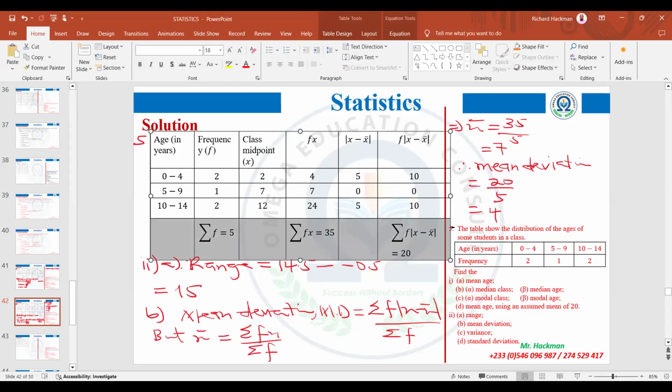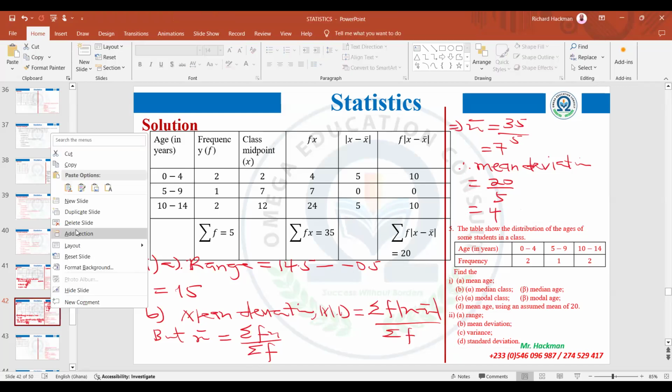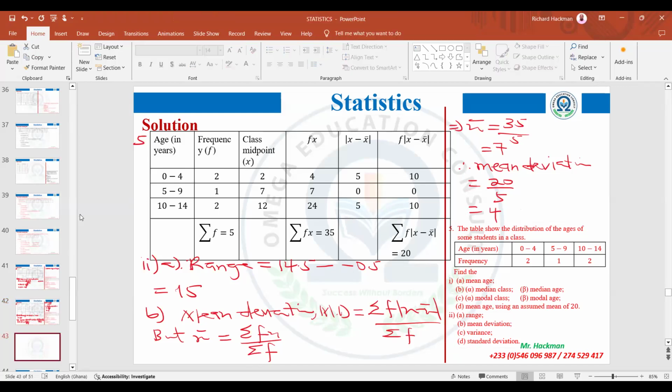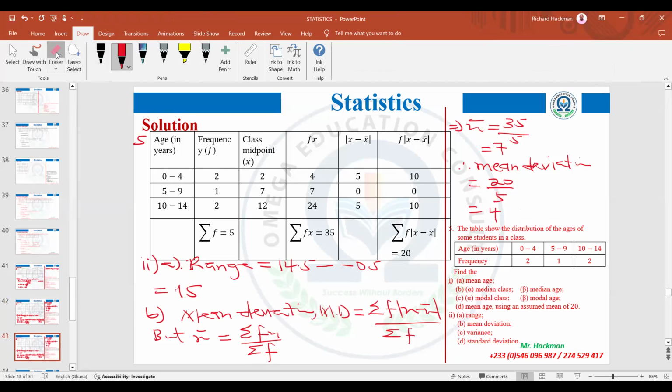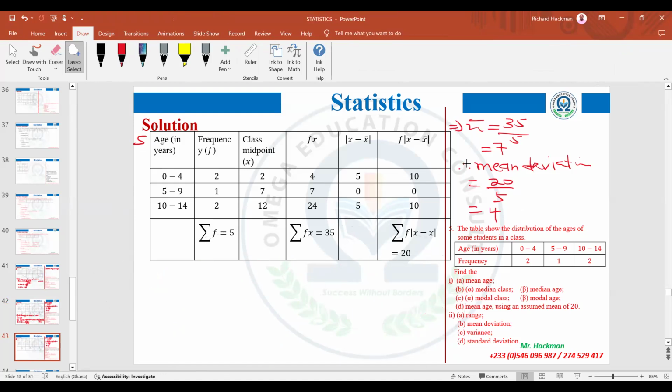At that point, I can clear the whole of this. Then create room, or maybe I will duplicate it and do it in the next one. So let me duplicate it. I'm going to continue here, but I will clear the whole of this. So we are left with what? The variance and the standard deviation. I've told you, once you know the variance, the standard deviation is known, and vice versa.